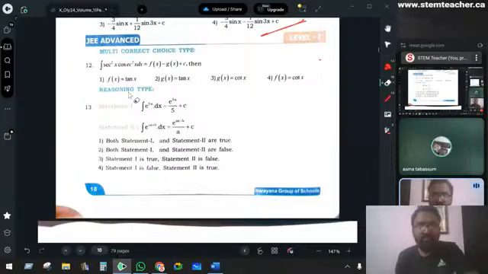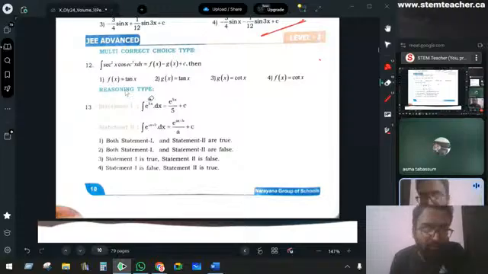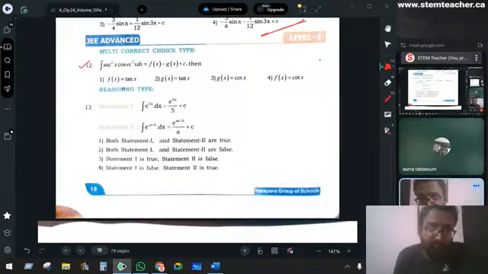So this is an IIT Advanced level problem of integration, the 12th problem. Integration of sec square x into cosec square x dx is equal to f of x minus g of x plus c. We have to solve it, and then find who is f of x and who is g of x. So I'm taking this question on my sheet.